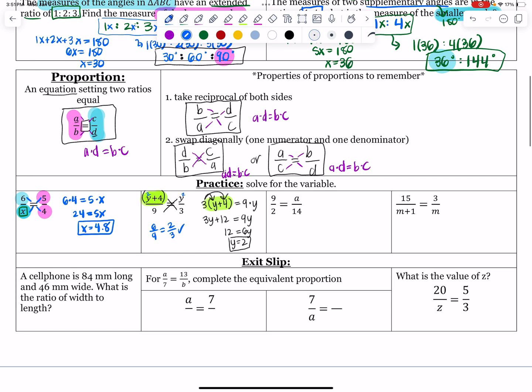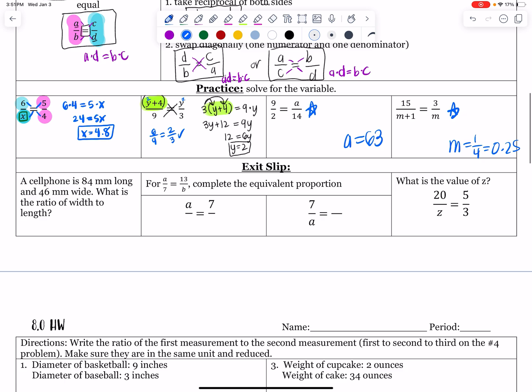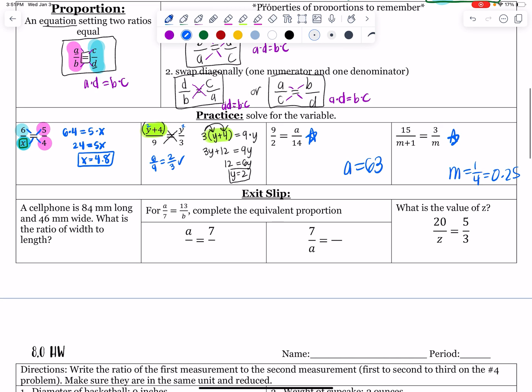So you can look at the answer key or come see me if you need help on these next two, but just practice those. I believe when I solved them earlier, if you want to try them just as a test, I got 63 on this problem, and then I got 1/4 or 0.25 on this problem, just to see if you did it right. All right, and then here was our exit slip. Pause the video here and try it, but I am going to write the answers that I got when I worked these earlier. This says width to length, so your answer would be 23 to 42 here.